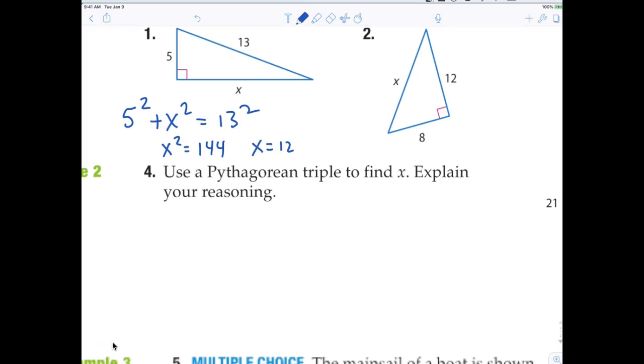Now, before we go any further, I want you to write something on the top of your page because it will save you a bunch of time. If you can recognize what's referred to as the Pythagorean triples, and the triples are just common integer values, or whole numbers, for these triangles.